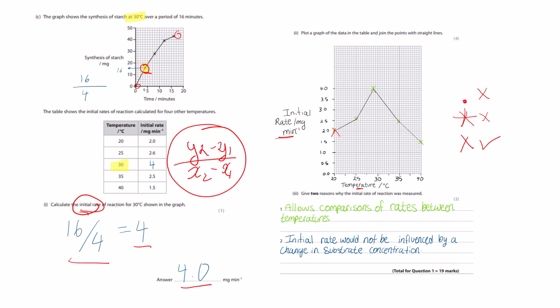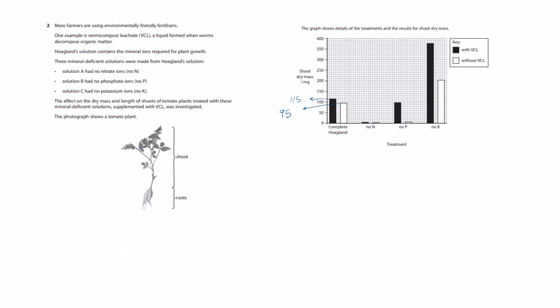So question triple I. Give 2 reasons why the initial rate of reaction was measured. Okay, so we measure the initial rate in any experiment that we do so that it allows for the comparison of rates between temperatures. If you didn't measure the initial rate, then how will you make a comparison? Okay, it doesn't make sense. Point number 2 is the initial rate would not be influenced by a change in substrate concentration. So this means that the change in concentration will not affect the initial rate.